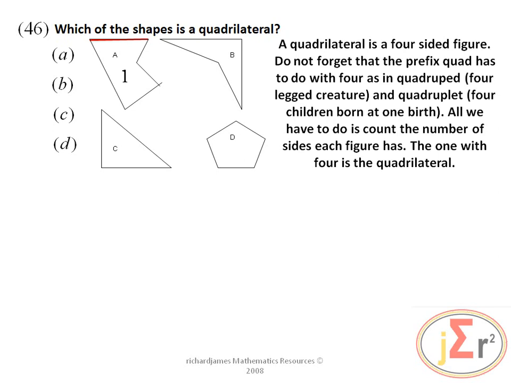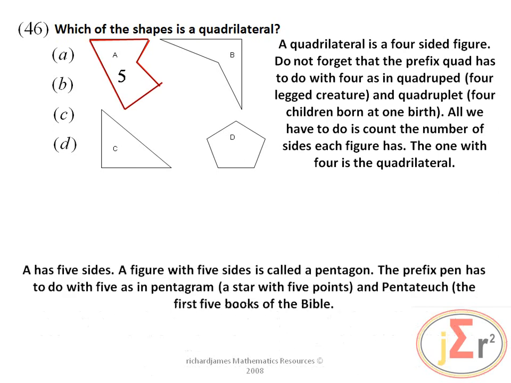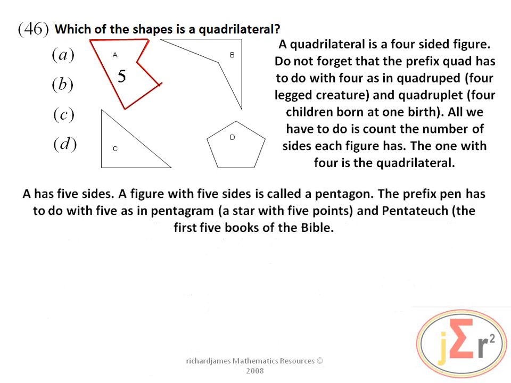So our first figure, let us start. 2, 3, 4, 5. That's not it. A has 5 sides. A figure with 5 sides is called a pentagon. The prefix pen has to do with 5, as in pentagram, a star with 5 points, and Pentateuch, the first 5 books of the Bible.